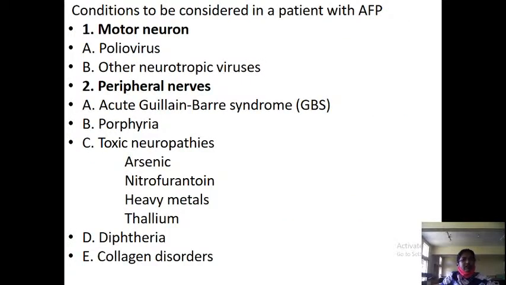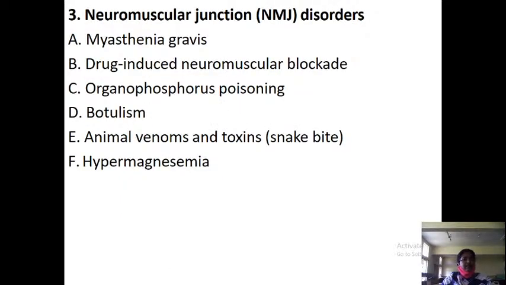Now if a child comes with acute flaccid paralysis, what could be the lesion and where could be the lesion? It could be at the spinal cord, at the level of the peripheral nerve, a neuromuscular junction, or a muscle. If it is in the anterior horn cell, or the motor neuron, then the likely infections could be polio or some other non-polio enterovirus or a neurotropic virus. If it is peripheral nerves, we can think of differentials like acute Guillain-Barré syndrome, porphyria, toxic neuropathies, any other collagen disorders. When it is neuromuscular junction, then it is myasthenia gravis, organophosphorus poisoning or botulinum, which act at the myoneural junction or the NM junction.